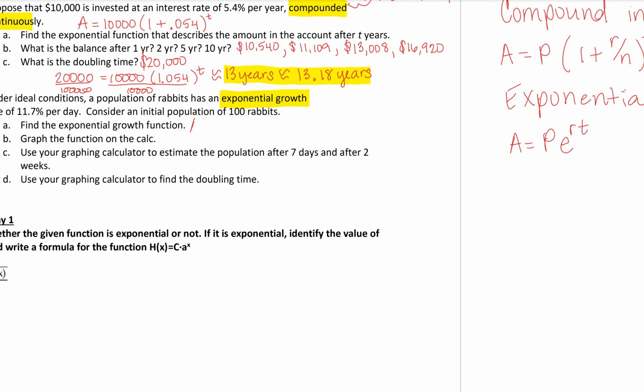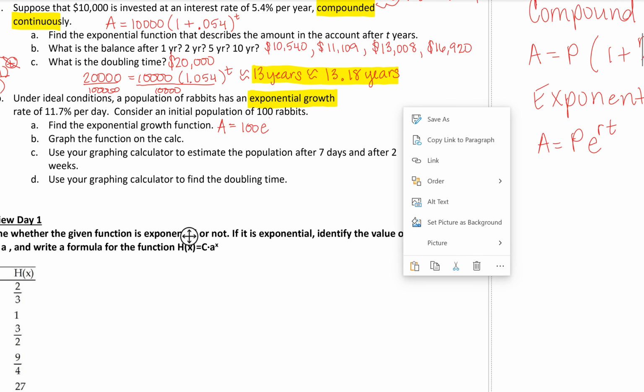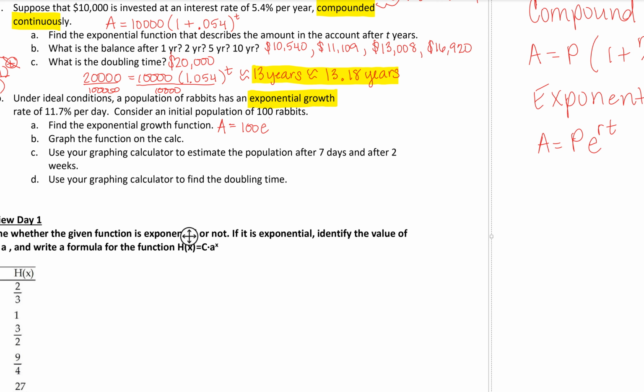A equals, my starting value of P is 100 rabbits, so 100 times e raised to the power of r. Remember, we take that 11.7 and we convert it to 0.117, so raised to the power of 0.117. And we don't know our time, so we're going to say t.